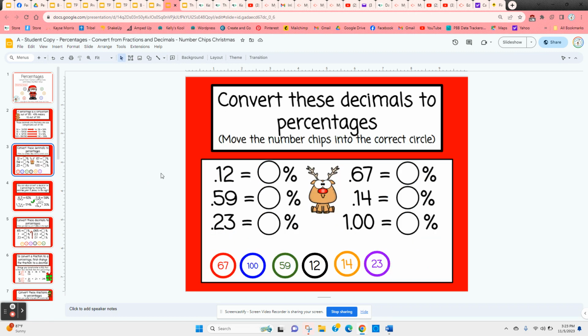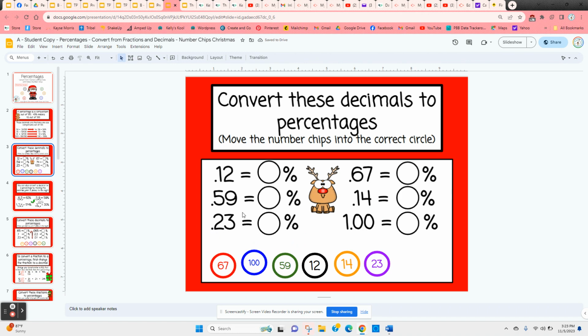Students are going to start on slide 3. So they have these number chips. They're going to move around their screen. They're going to put them in the correct place to solve for the percentage. These are pretty easy. This will give the students some practice moving the chips, so they just click and hold on the edge, and then they can move it wherever they like.